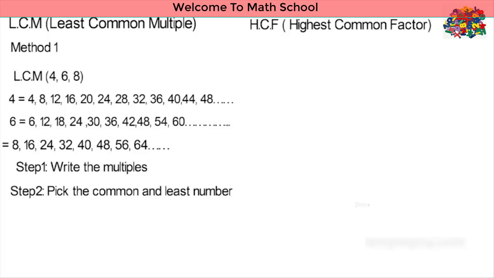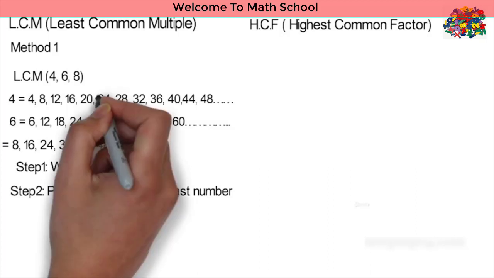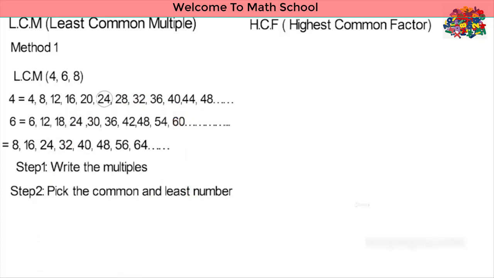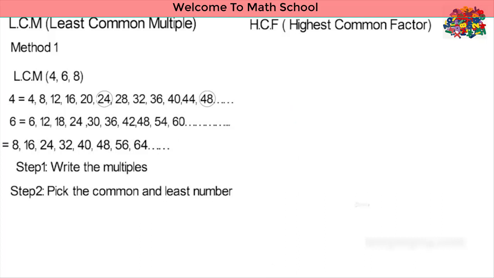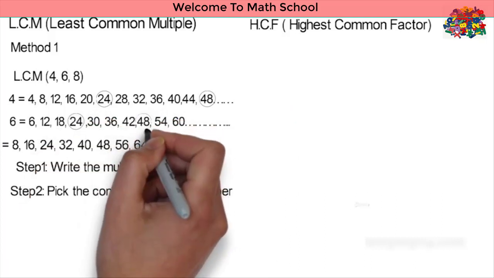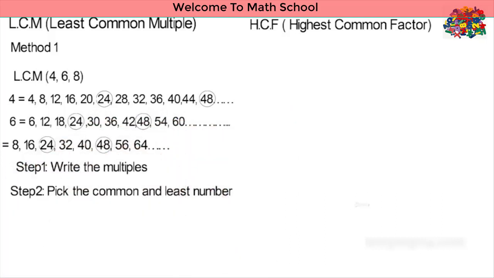So now, as the definition says least common multiple, first find all the multiples, and after finding the multiples, select the common multiples among the three numbers. Among the given numbers, 24 is a common multiple and 48 is a common multiple. So these are the two common numbers in all the multiples.